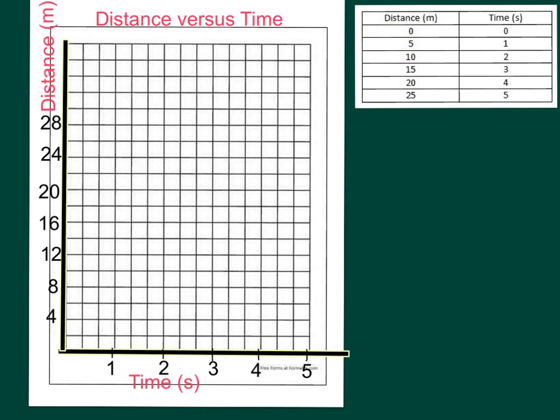Okay, so let's begin plotting our points. We have 0, 0, so we're going to put that right there. Now at 1 second, we need to be at 5 meters. It's kind of like right there. 2 seconds, we need to be at 10 meters. About there. At 3 seconds, we need to be about 15. At 4 seconds, we need to be at 20. And at 5 seconds, we need to be at 25. So our data kind of looks like that.